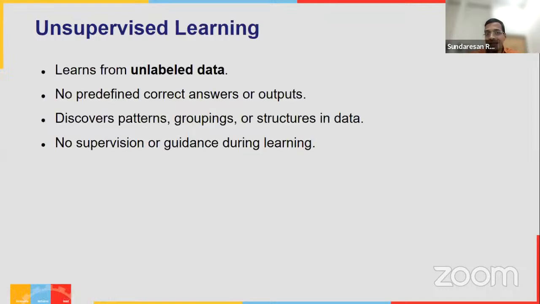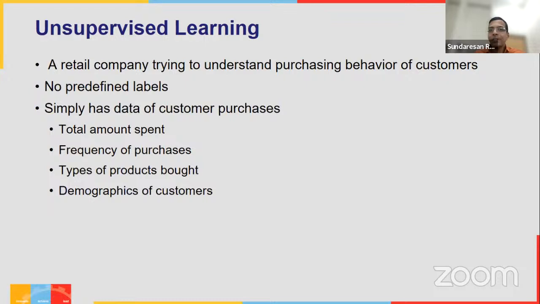Now we go on to the next type of learning, which is unsupervised learning. Here it is learning from unlabeled data, and obviously there are no right or wrong answers. The idea is to discover some structures inherent in the data, some patterns, etc. And there is no supervision during the learning process. Let's look at a simple example to understand unsupervised learning.